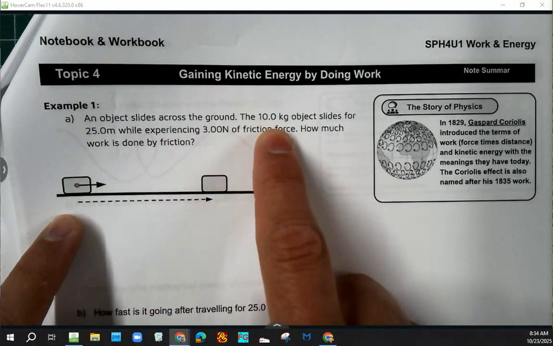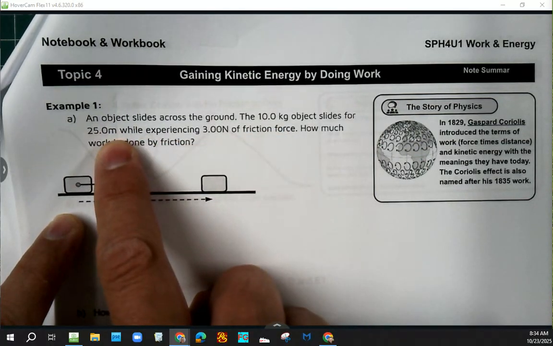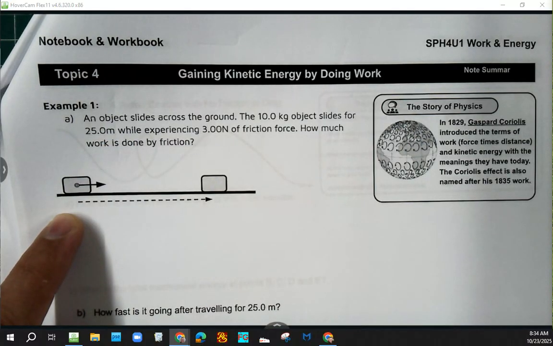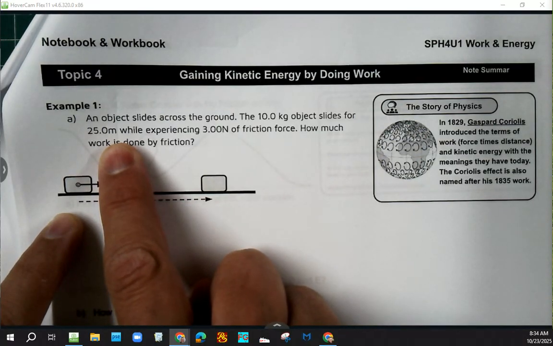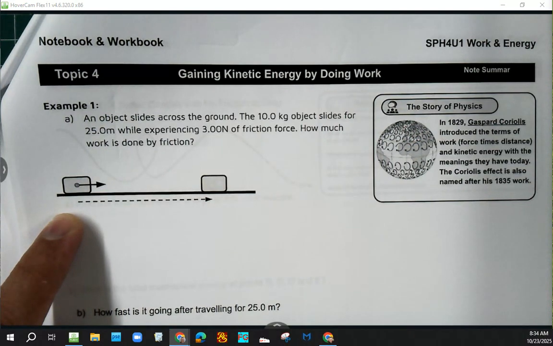the ground, a 10 kilogram object, is that it goes for 25 meters. And I don't know the size of a standard curling rink. I don't know if you guys do, but 25 meters is probably a little on the big side. Let's just pretend though that this is like a curling stone, because it's definitely bigger than a hockey puck. Okay, and it's sliding across the ground.